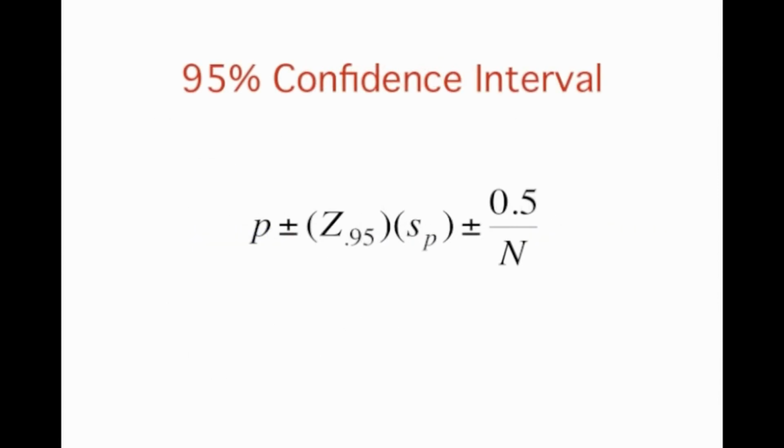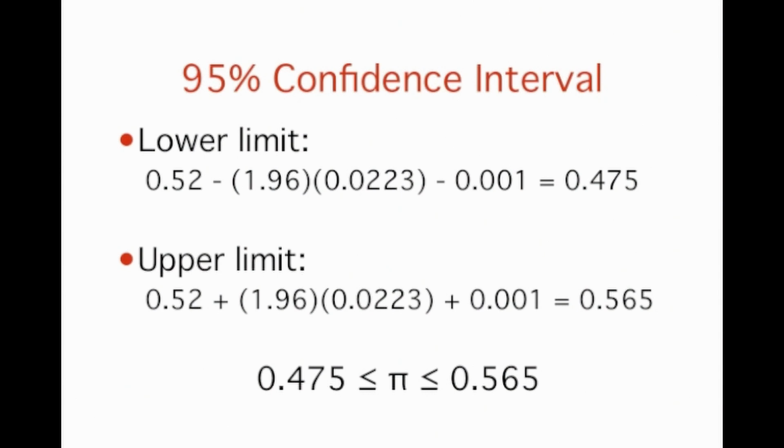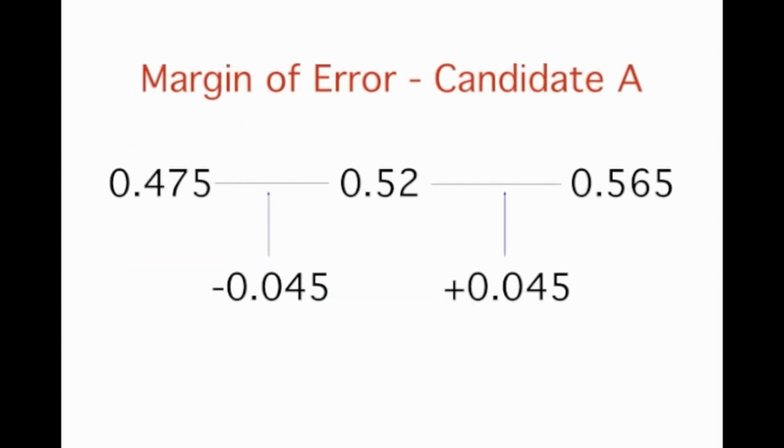So the formula to compute the confidence interval is the sample proportion, p, plus or minus z sub 0.95, multiplied by the estimated standard error of the proportion, plus or minus 0.5 divided by n. This gives us a confidence interval with a lower limit of 0.475 and an upper limit of 0.565. The confidence interval is shown in the purple box. The interval extends 0.045 from the proportion in both directions. This means that the margin of error is 0.045.